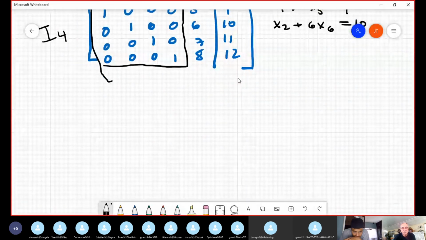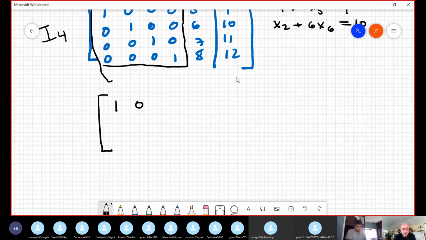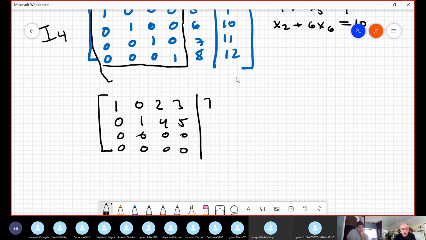Okay, another example that gets very confusing. Look, suppose this: 1 0 0 1 0 0 0 0, 2 3 4 5 0 0 0 0. In the right-hand side we have 7 8 9 and 10. No, 0 here, sorry. Wow, what is that? I don't understand this part. Let me erase this.